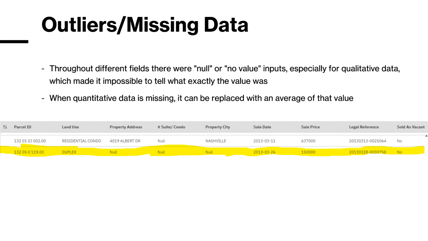While I was exploring the data, I found some fields to contain values that said null or no value. We can chalk this up to either data input error or data that was not applicable to the particular property. It is difficult to alter missing data when it is qualitative, because with missing quantitative data, you can typically just use the average to fill it in.